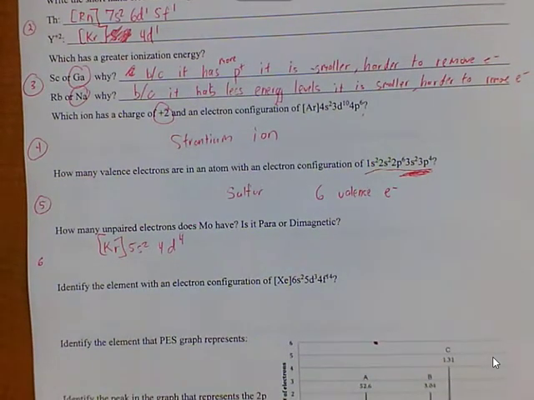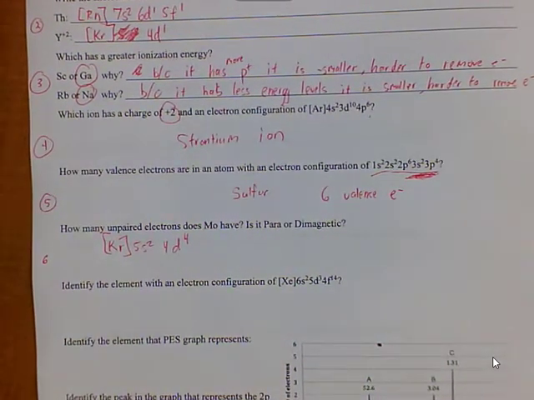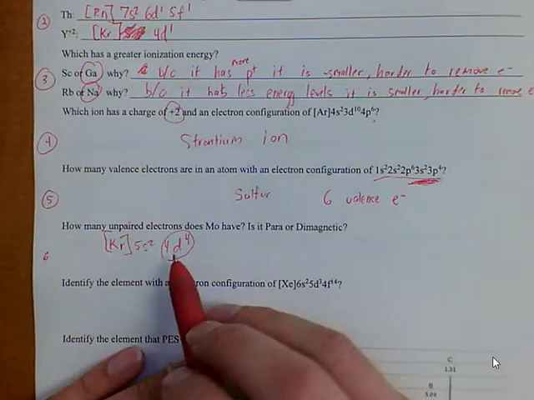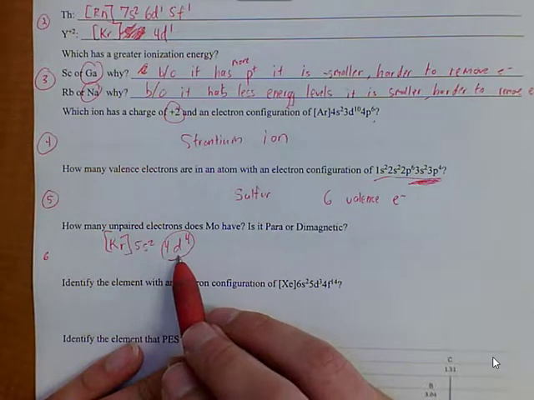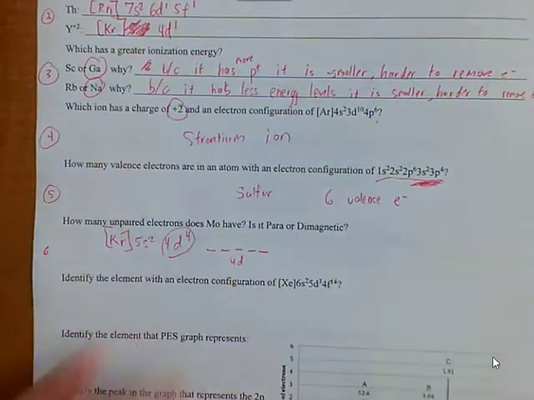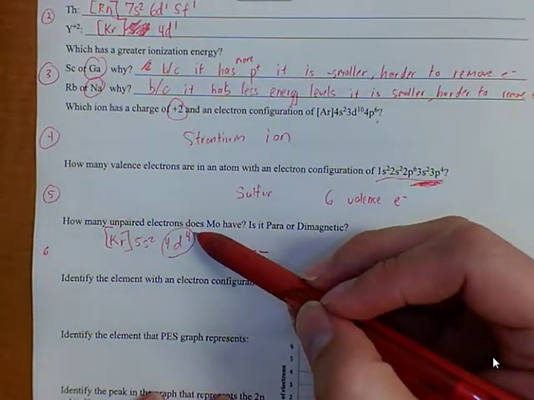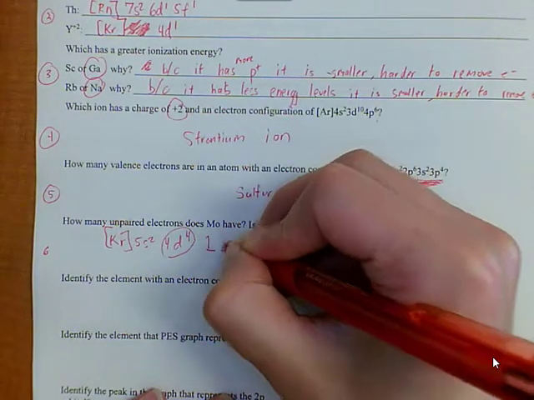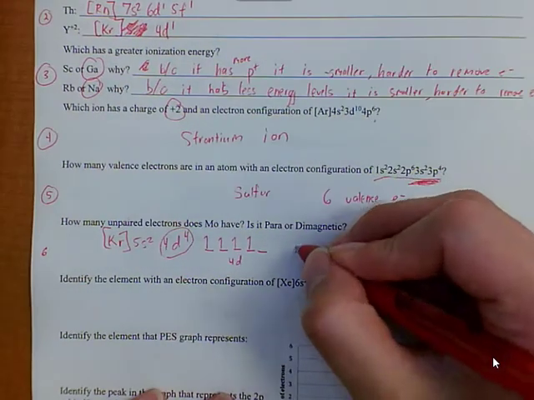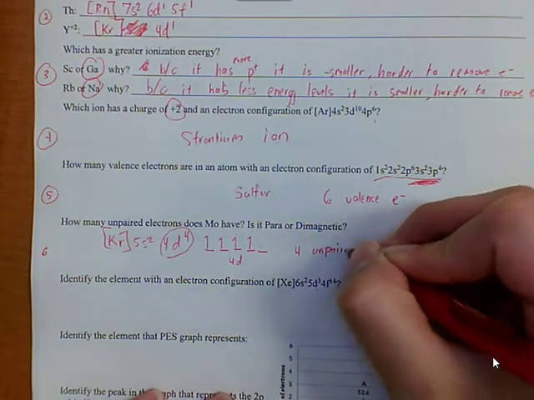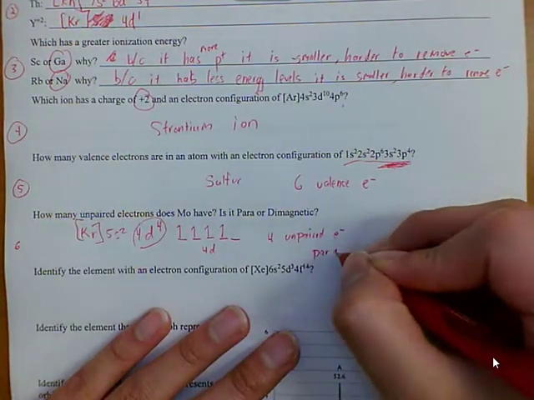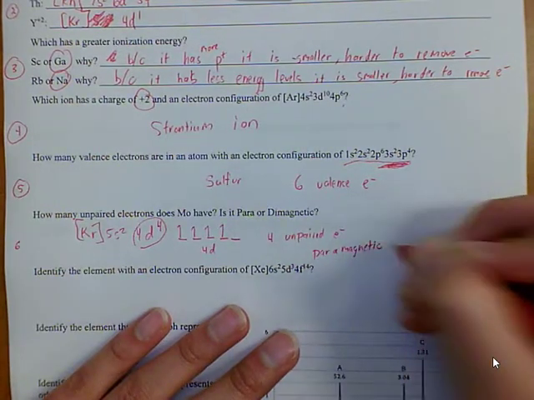Okay. So in order to figure out how many unpaired electrons I have, I need to draw out the last one, which is my 4d4. That was the last one I filled in. My d orbitals have 5 separate orbitals inside of there. So here's my 4d. I'm going to draw it out. 1, 2, 3, 4, 5. And I'm going to have 4 electrons in those orbitals. So 1, 2, 3, and 4. So how many unpaired electrons does this have? This has 4 unpaired electrons. And if it has unpaired electrons, it is paramagnetic. There we go.